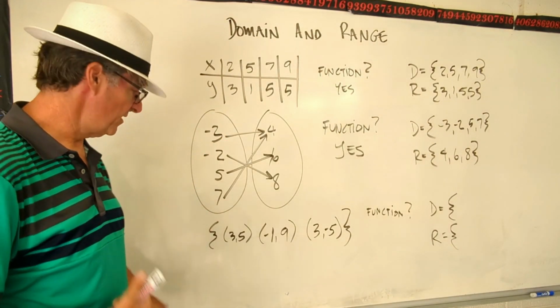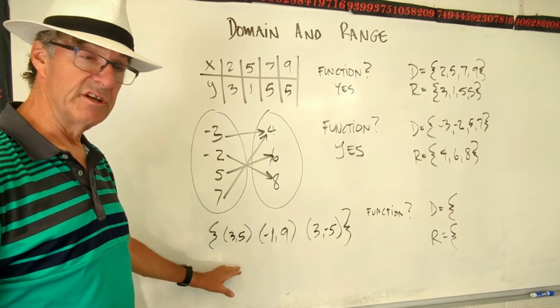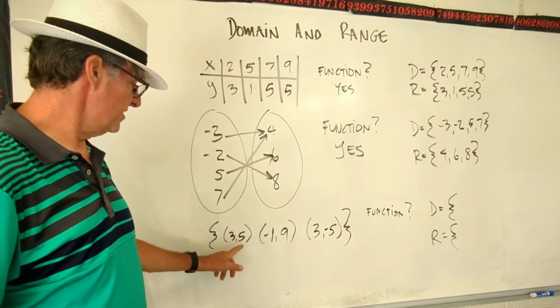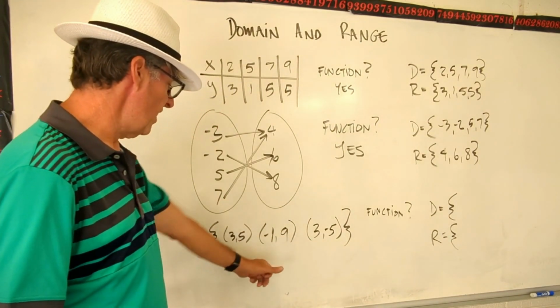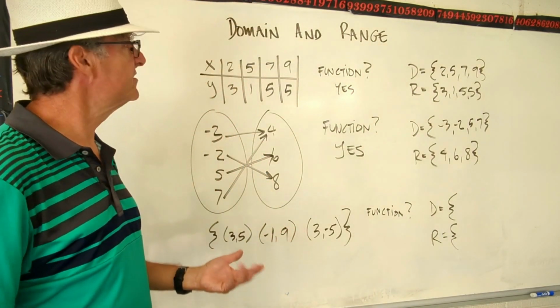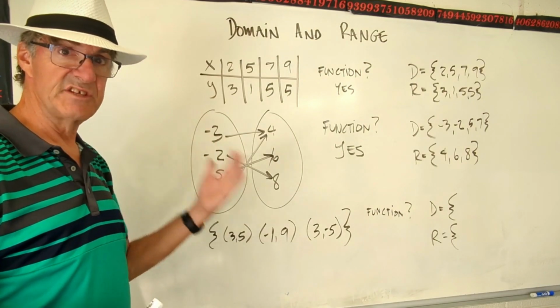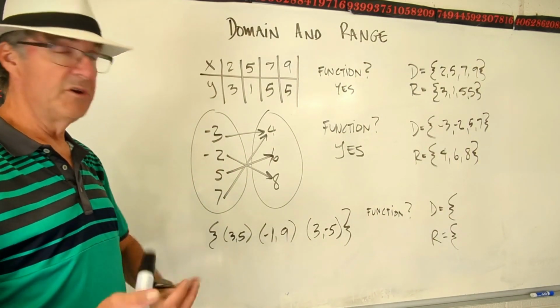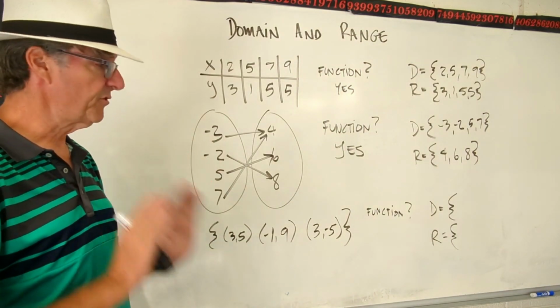Okay, one last one. Now I'm showing you this relation in set notation. It's these 3 ordered pairs: (3, 5), (-1, 9), and (3, -5). So we just have 3 elements in each of the 2 sets, the x values and the y values. So what I want you to do is pause the video and take this all the way through.